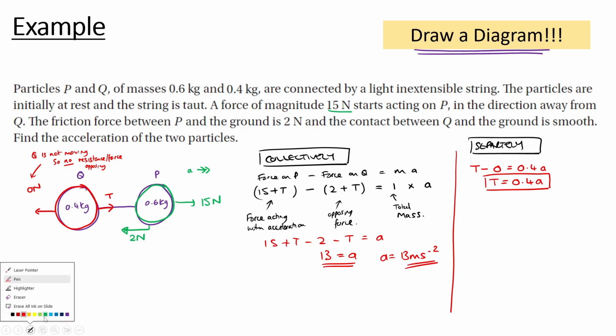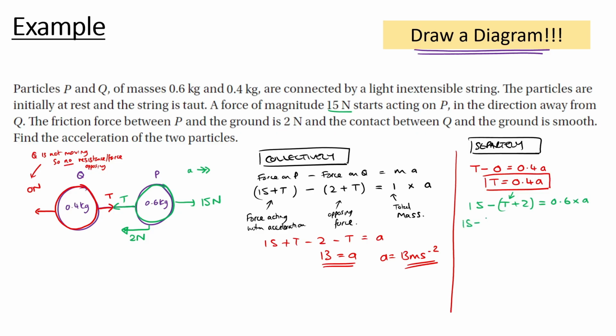However, if I look at the green and do the same, then here what I have is 15, minus T, because there's a T going in that direction there, which I forgot to label, plus 2. And that equals mass times acceleration. Now, because I know that T equals 0.4a, I can substitute this into this. So what I end up with is 15 minus 0.4a plus 2 equals 0.6a.